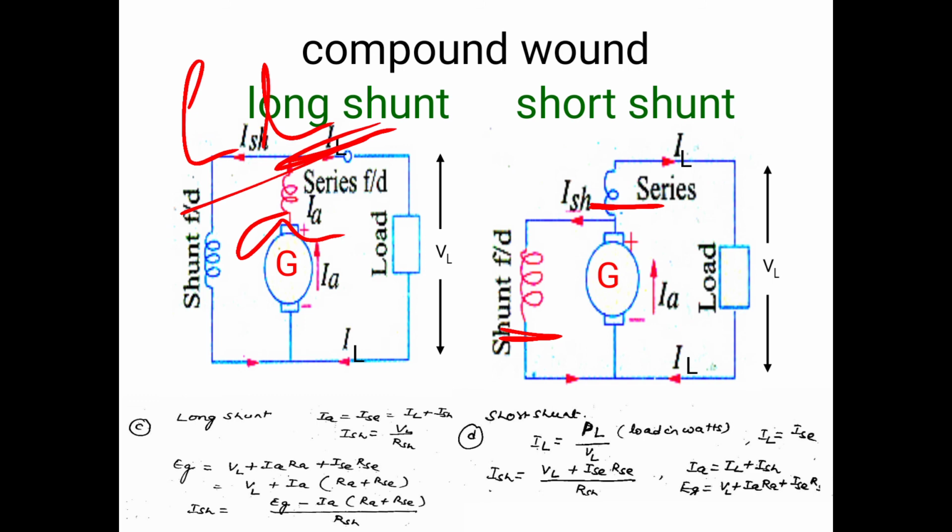Next, in all types of generators, one common equation: the generated power PG equals EG into IA, and the load power PL equals VL into IL.